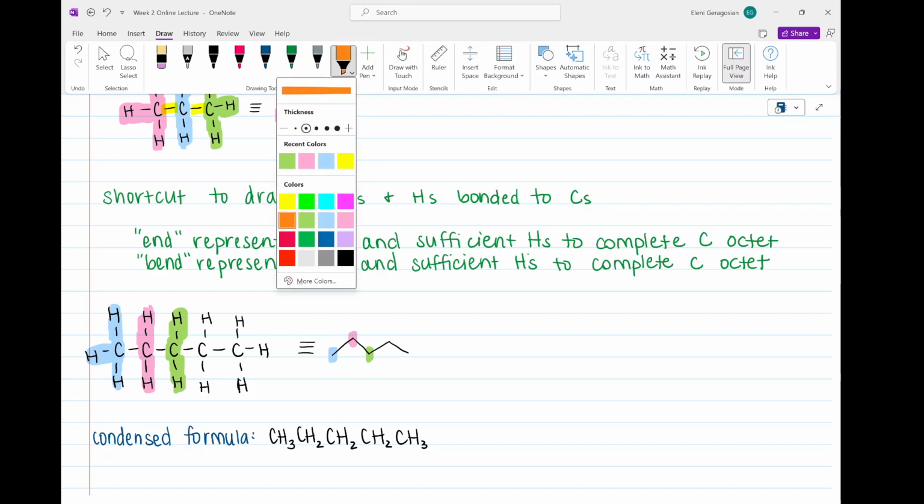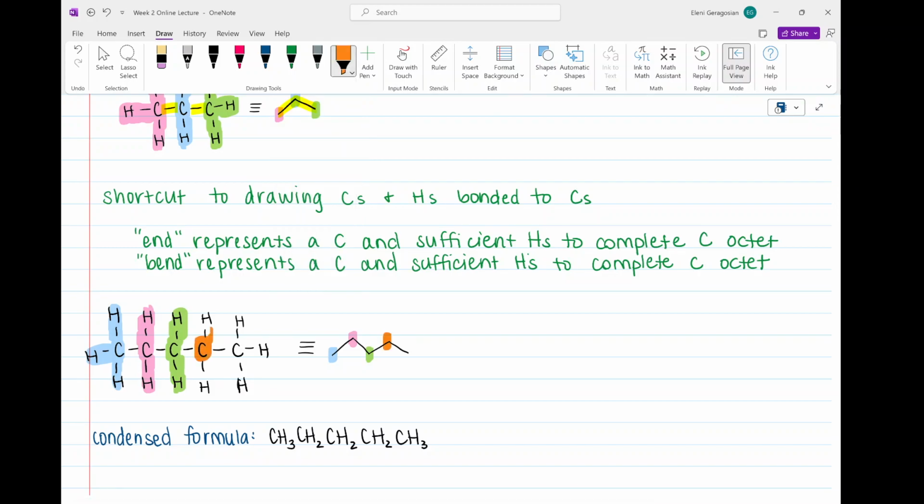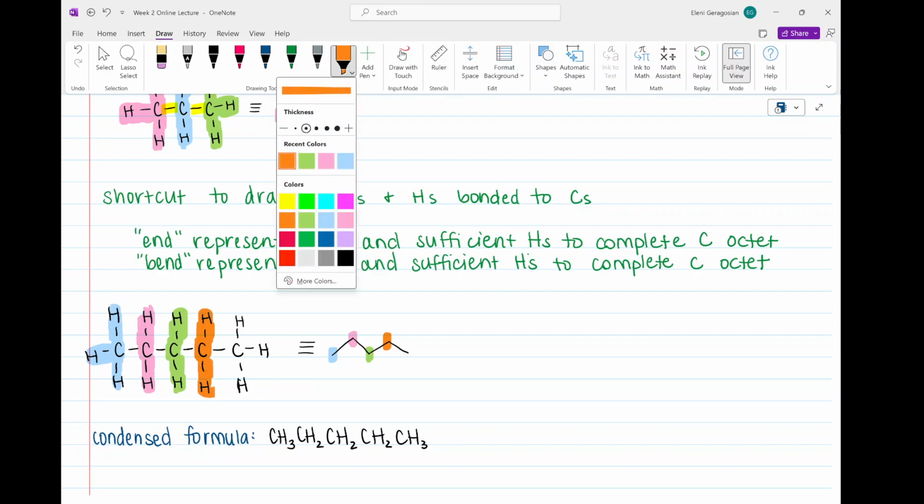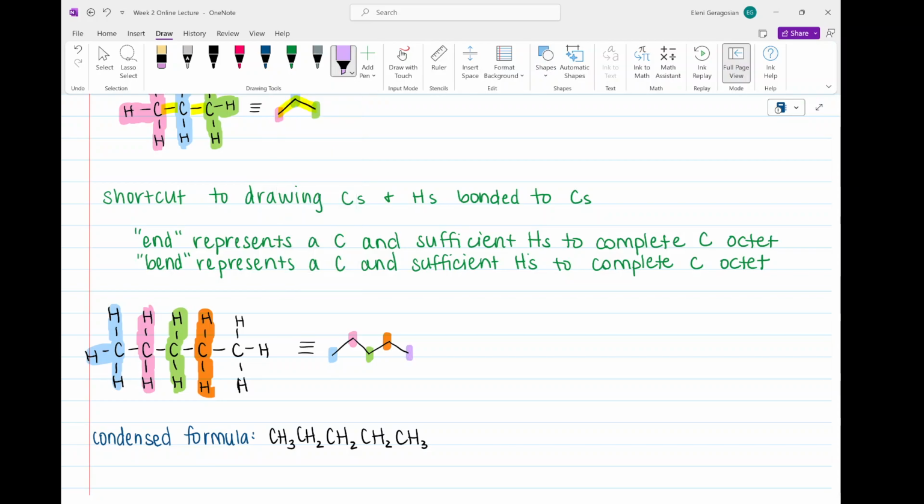Then carbon and 2 hydrogens at the next bend, and a CH3 at the very end. So the ends in this case represent CH3s, which is common, and the bends represent CH2s, which is common.